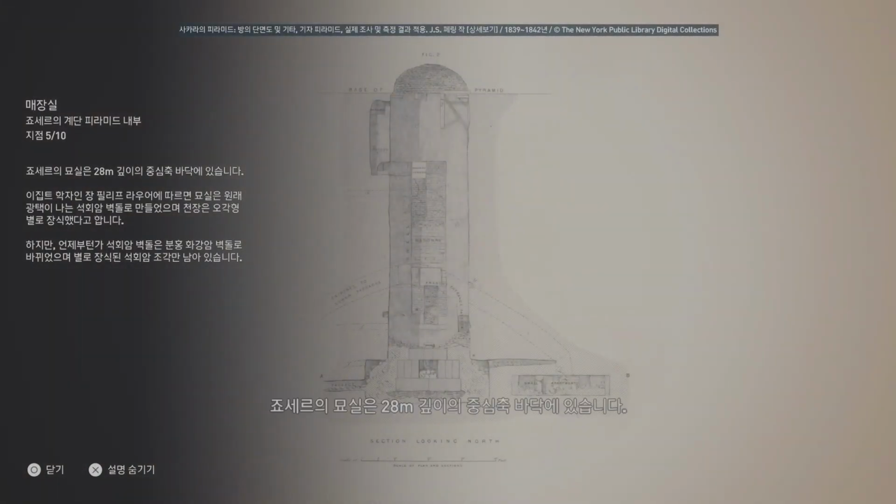The burial chamber of Djoser is located at the bottom of a 28-meter deep central shaft. According to Egyptologist Jean-Philippe Lauer, the chamber was originally made from polished blocks of limestone, while its ceiling was decorated in 5-pointed stars. At some point, however, the limestone blocks were replaced entirely by pink granite blocks, leaving behind only fragments of limestone blocks decorated with stars.